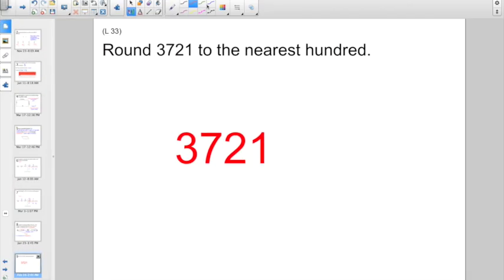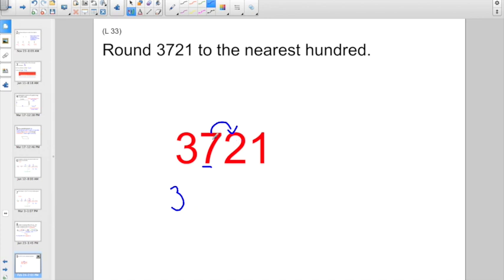Check out this one coming at us from lesson 33. They're asking us to round 3,721 to the nearest hundreds. 7 is my digit in the hundreds place. 3 is in the thousands, so it's going to stay exactly like this. Look to the neighbor to the right. If he's 5 or more, I'm going to round the 7 up. If he's less than 5, I'm going to leave him alone.